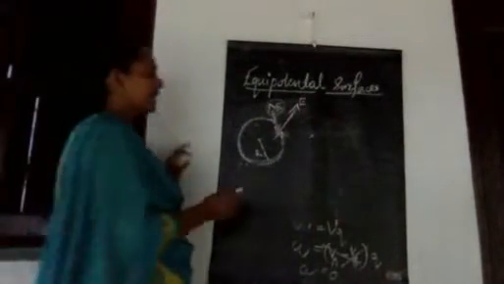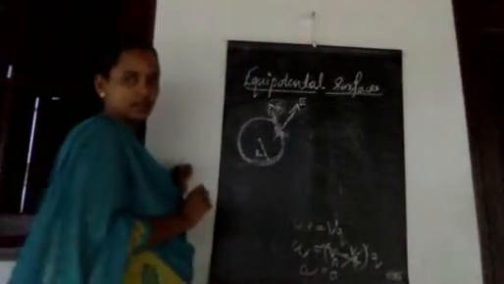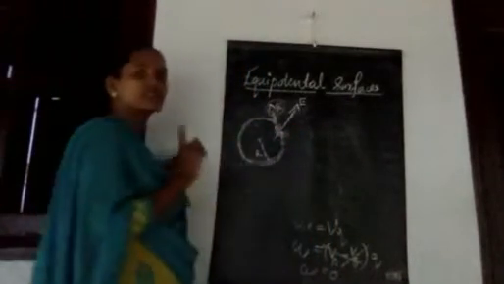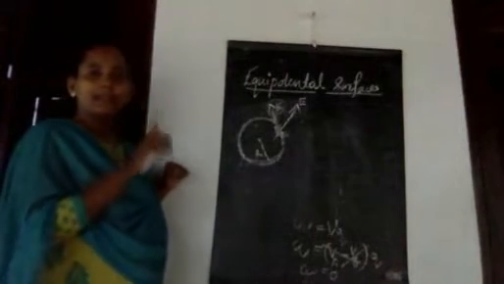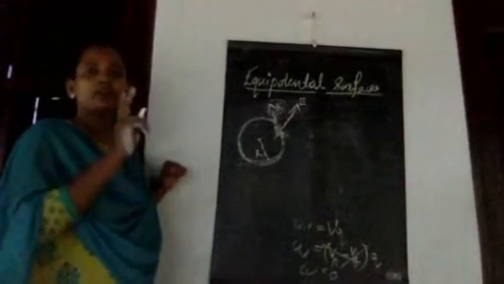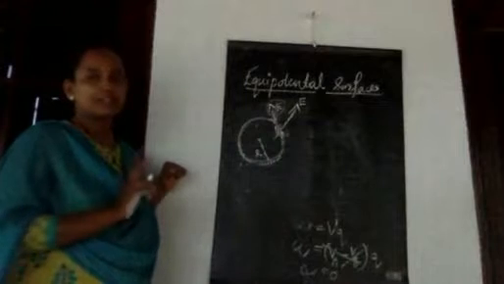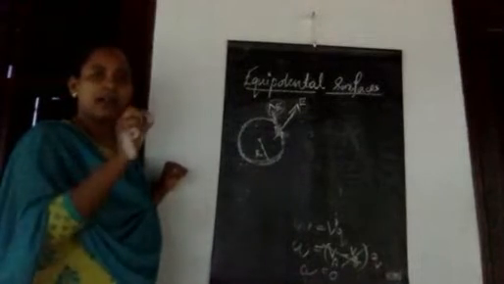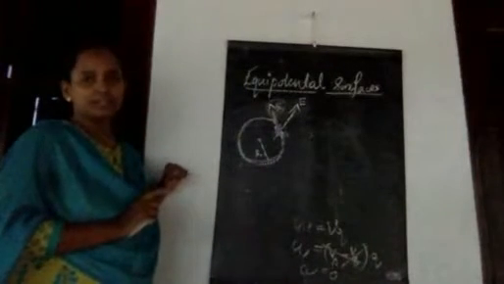And the third property is that two equipotential surfaces never cross each other. If two equipotential surfaces cross each other, what will happen? At that given point, there will be two values of potential. That is not possible. For one given point, there will be only one potential.